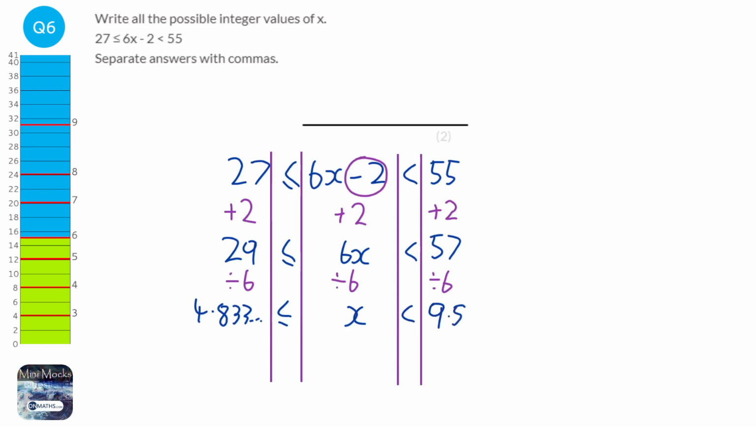Okay, now we're asked to find the integer values. Integers are just whole numbers. So we're thinking about what are the numbers between 4.833 blah blah blah and 9.5. Well, it can equal 4.833, but actually it can't because we're looking for integer values, which are whole numbers. So the first whole number is 5, then 6, 7, 8, and then 9, because it's less than or equal to 9.5, not less than 9, but it can't be 10 because 10 is more than 9.5.